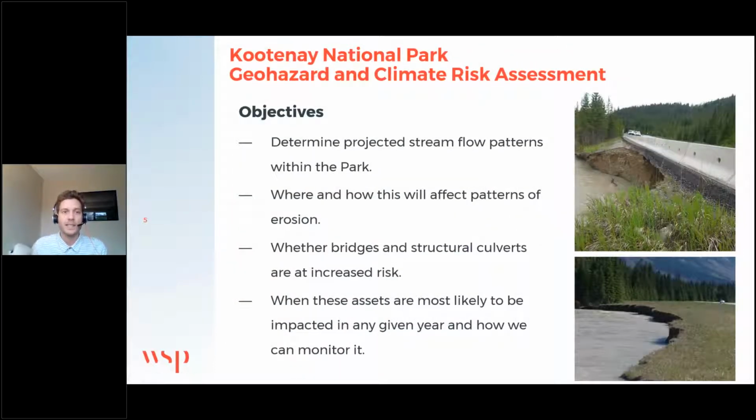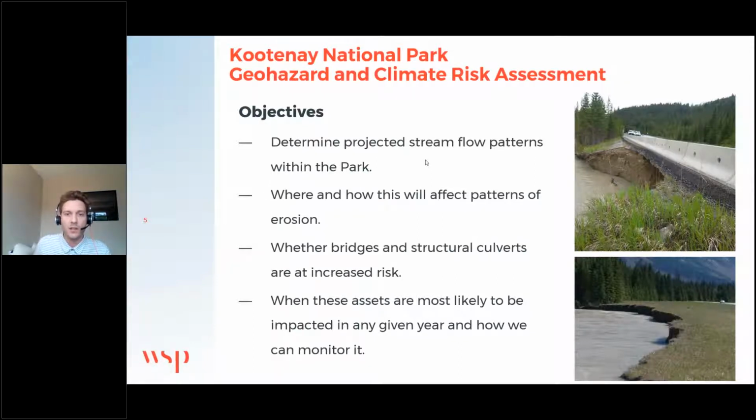So the project is a broader study that is titled Kootenay National Park Geohazard and Climate Risk Assessment. It was funded by the TIRAP program. And the main objectives of the study were to determine projected stream flow patterns within the park on the Vermilion River and the Kootenay River, where and how this will affect patterns of erosion, whether bridges and structural culverts are at increased risk, and when these assets are most likely to be impacted in any given year, and how we can monitor it.